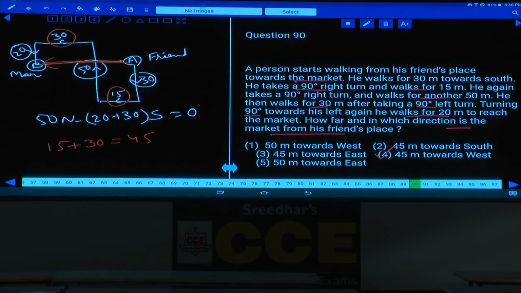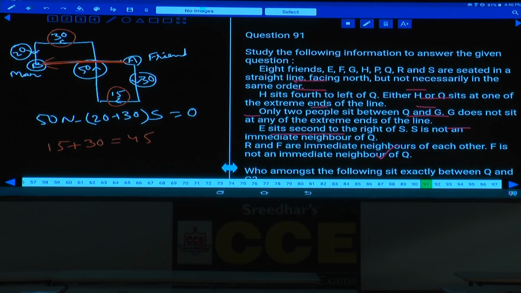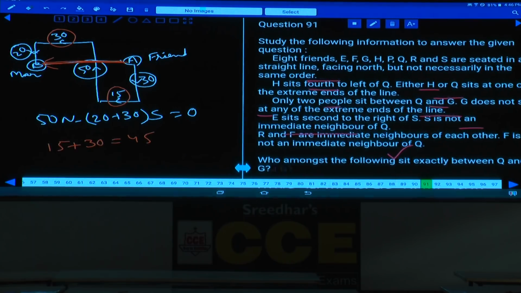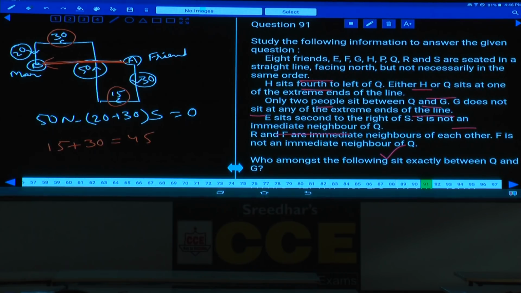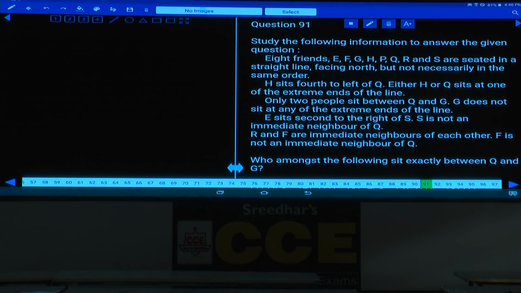And this is about question numbers 89 and 90. Then 91 onwards, 8 friends E, F, G, H, P, Q, R and S are seated in a straight line facing north, but not necessarily in the same order. All the persons are facing towards north only. In total we have only 8 persons, 1, 2, 3, 4, 5, 6, 7 and 8.